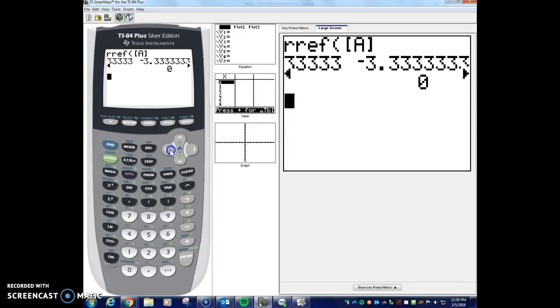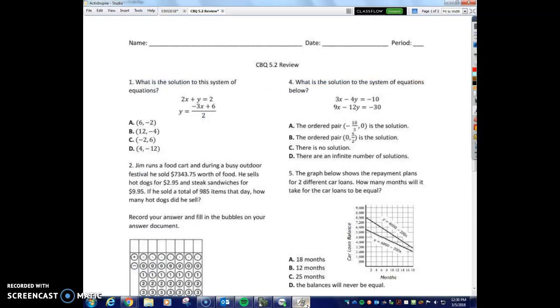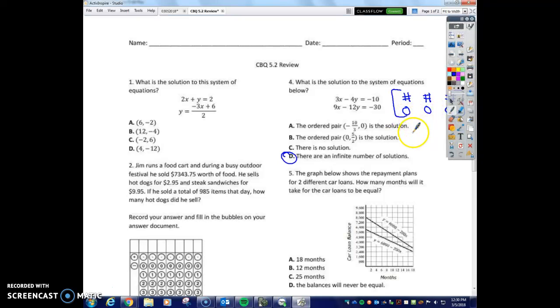And I had all zeros on the bottom, if you notice. So remember, when you have all zeros, that means there's an infinite number of solutions, right? So if you end up with a number, and a number, and then 0, 0, 0. Those 3 zeros mean there's an infinite number of solutions.